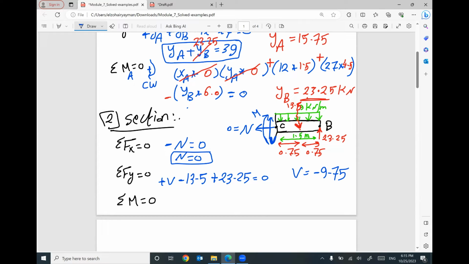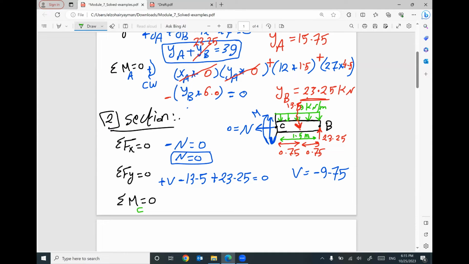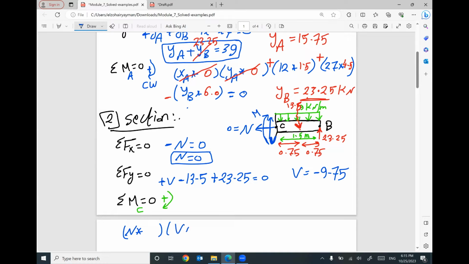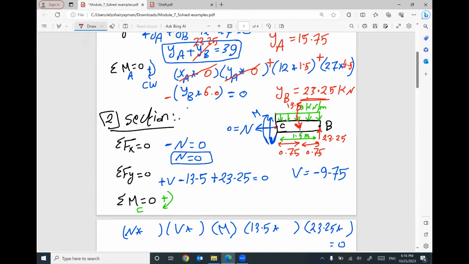That makes sense? Summation moment at any point equals 0. I'm going to take moment at the cut, C. I'm going to assume my clockwise rotation is my positive. I have to consider everything. Capital N times distance. Capital V times distance. Capital M does not need distance because it's a moment. 13.5 times distance. Your reaction 23.25 times distance equals 0. The distance between capital N and your cut is 0. Capital V and your cut, 0. Your moment does not need distance.